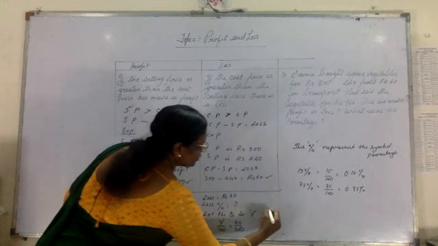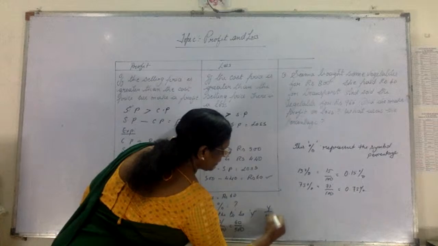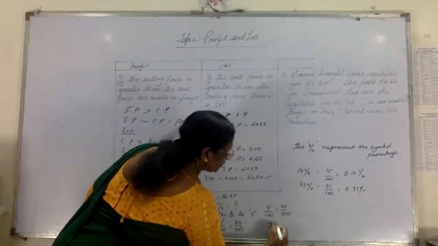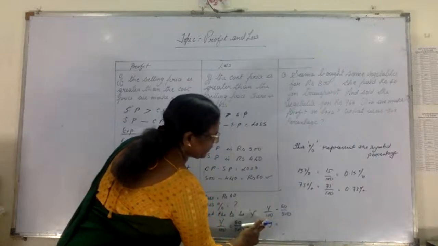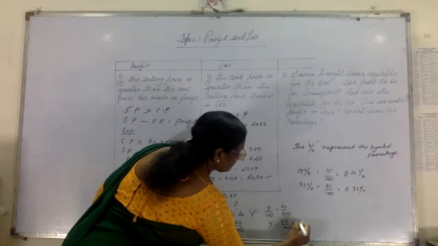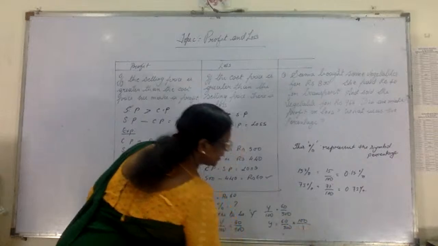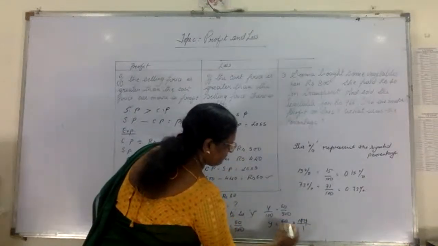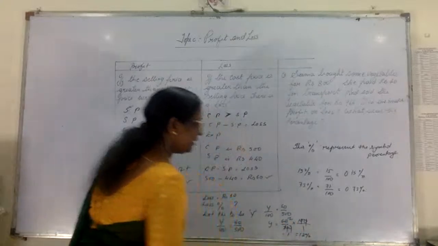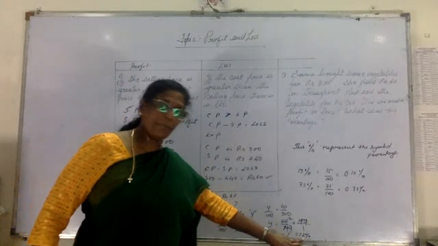So now we have to see Y upon 100 is equal to 60 upon 500. Y is equal to, the 100 is dividing here. If you shift it to this side, it will multiply. Put a line, 0, 0 cancel, 5 will go one time, 5 will go 12 times. So 12. He incurred a loss of 12%.